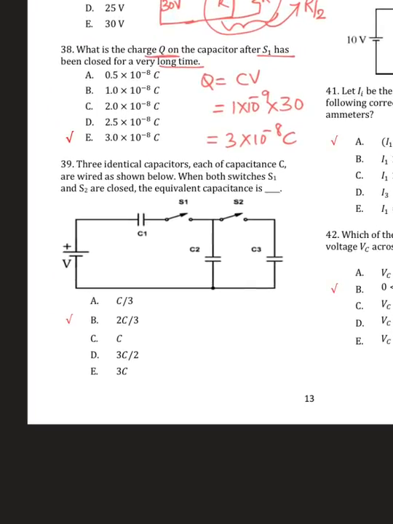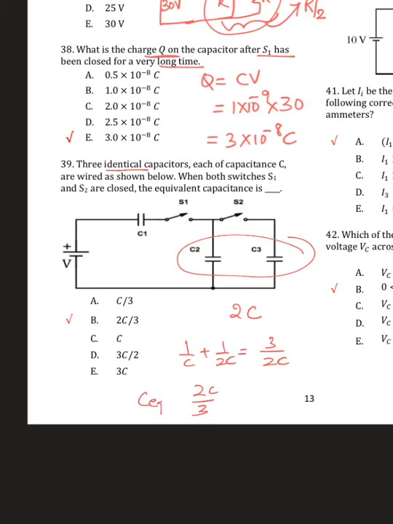Then 3 identical capacitors, each of capacitance C, are wired as shown below. When both switches S1 and S2 are closed, the equivalent capacitance is, now that's quite easy. We have got these two in parallel, so that will be 2C. So 1 over C plus 1 over 2C will be 3 over 2C. You flip the answer, 2C over 3. So that will be the equivalent capacitance.